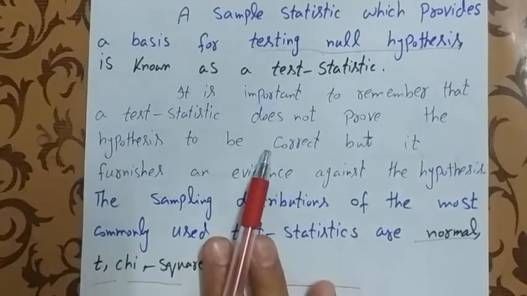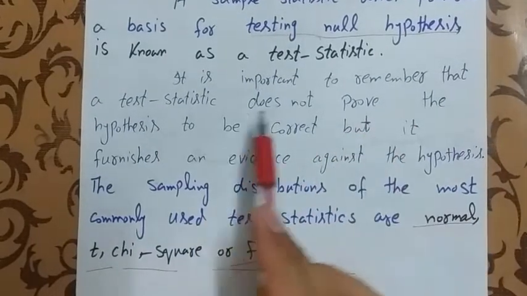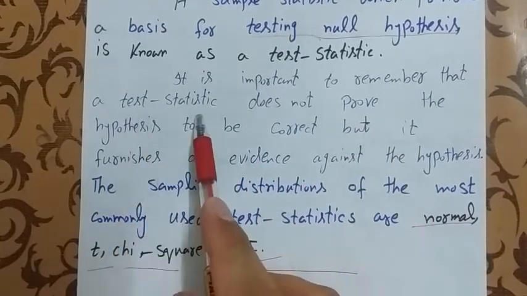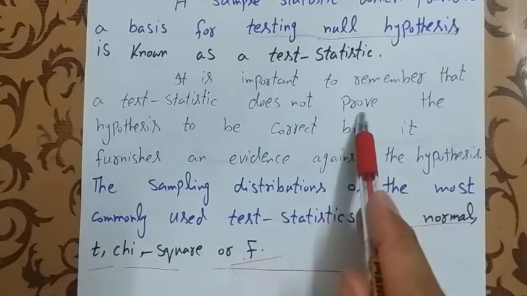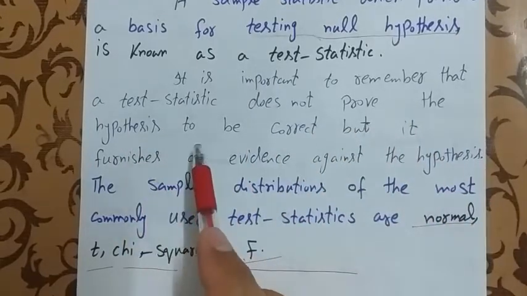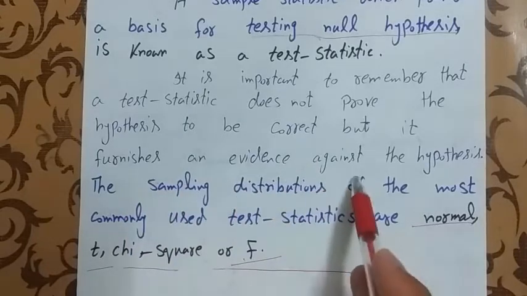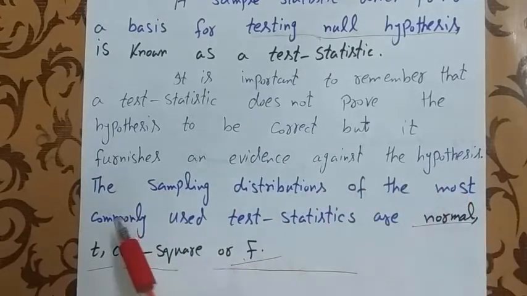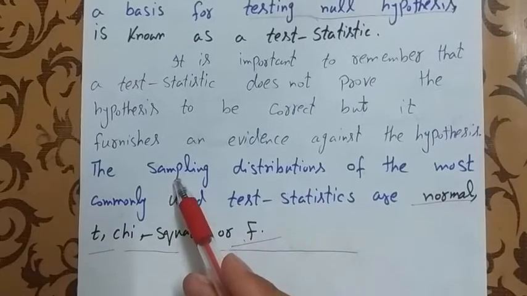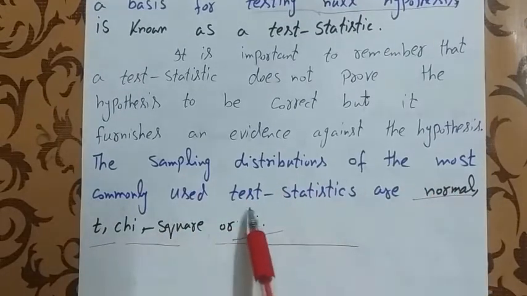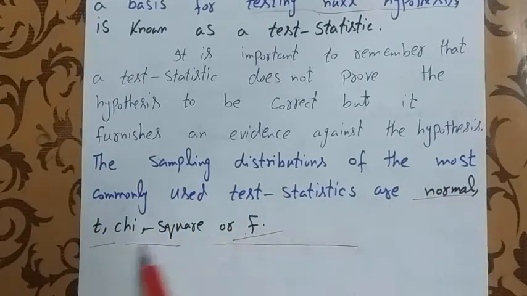Now, it is important to remember that a test statistics does not prove the hypothesis to be correct, but it furnishes an evidence against the hypothesis. The sampling distribution of the most commonly used test statistics are normal, t, chi-square or f, etc.